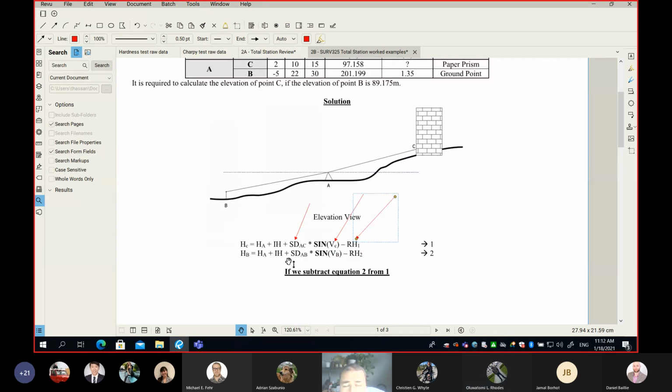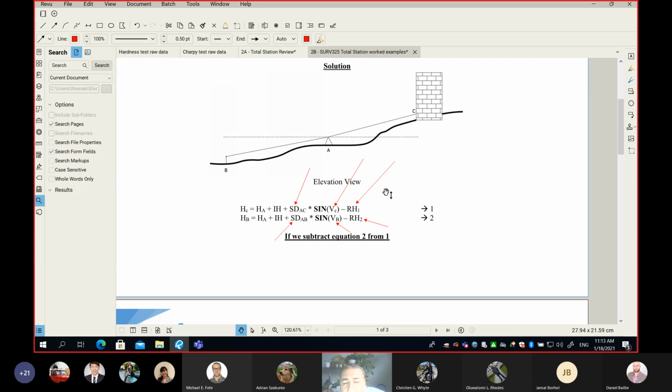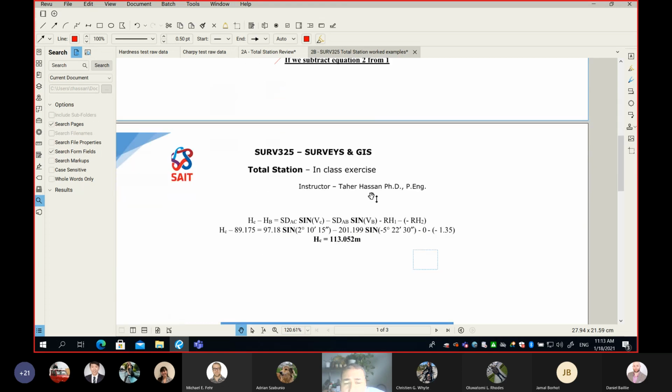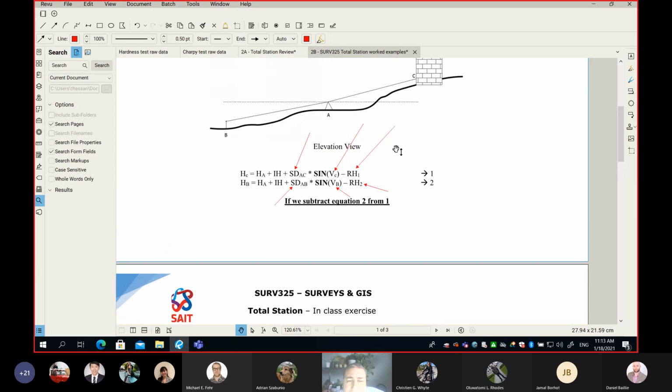Let's do the same exercise. You know what? I don't have to ask you, because it looks like you guys, or at least some of you, are following. So it looks like the same thing here. This distance is already measured, which is 201.199, and this vertical angle to point B is minus 5 degrees, 22 minutes, 30 seconds. And then finally, reflector height number 2 is simply here, which is 1.35. Now, you can see if I go ahead and just substitute with these numbers.